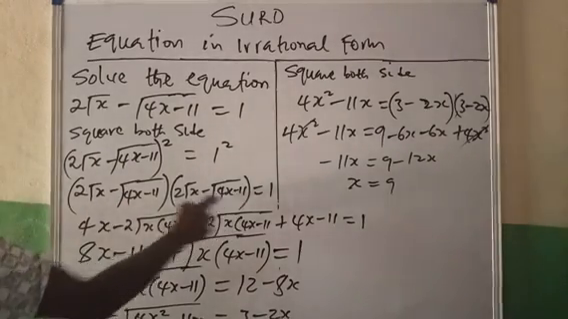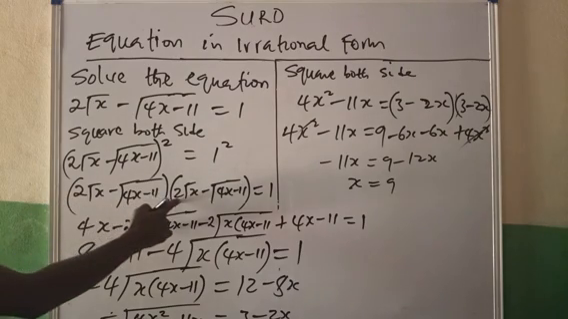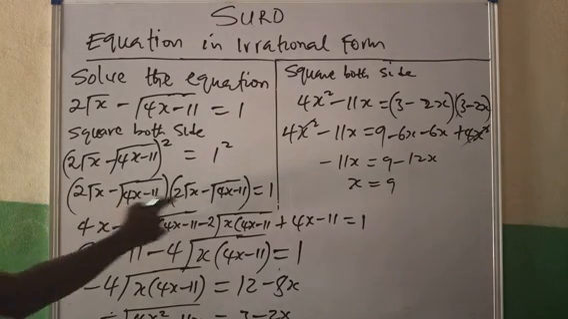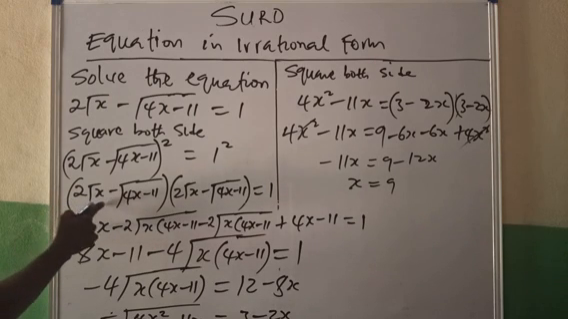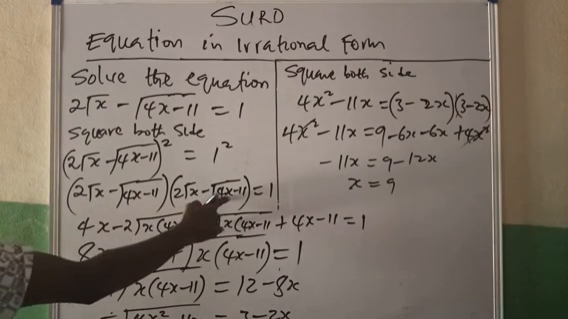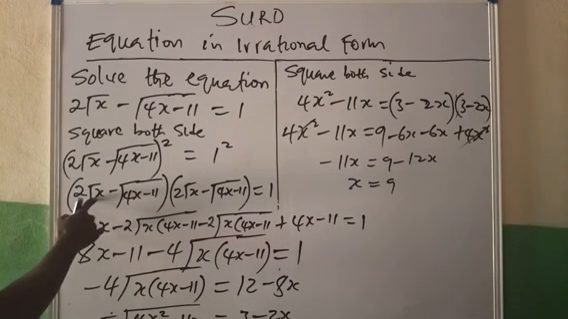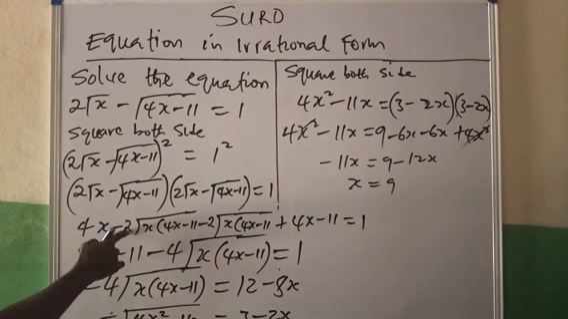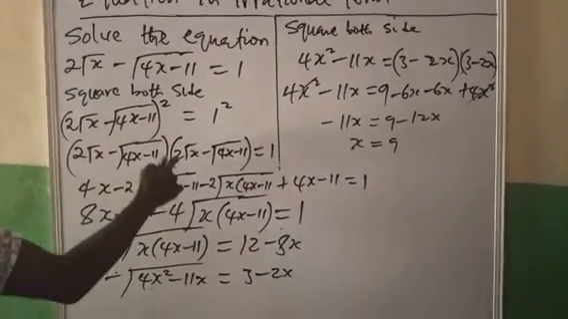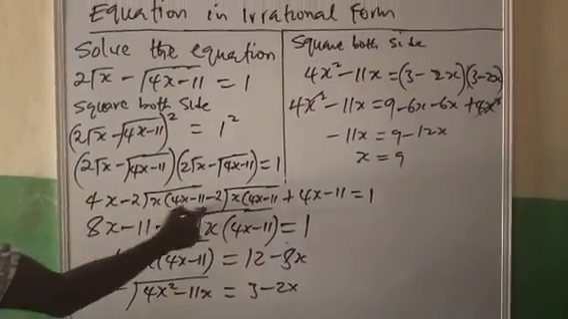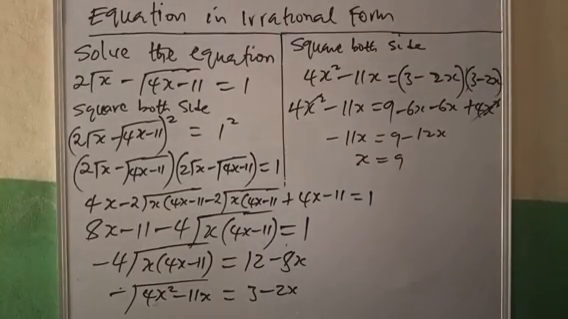We expand. The expansion is very simple. 2 times 2 is 4. Root s times root s is s. Then your 2 root s times minus root 4s minus 11. This s is under square root, so bring out 2 minus root 2 bracket. This s under square root, put it under square root. You arrive at s into bracket 4s minus 11.